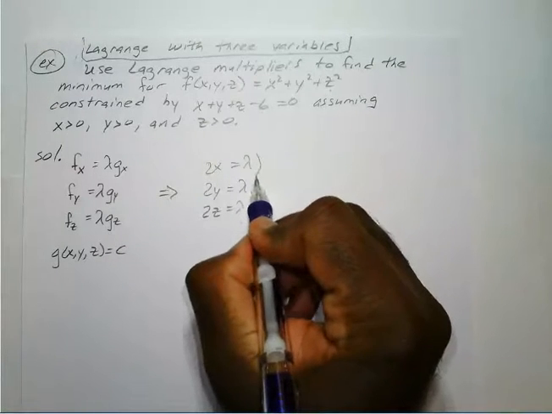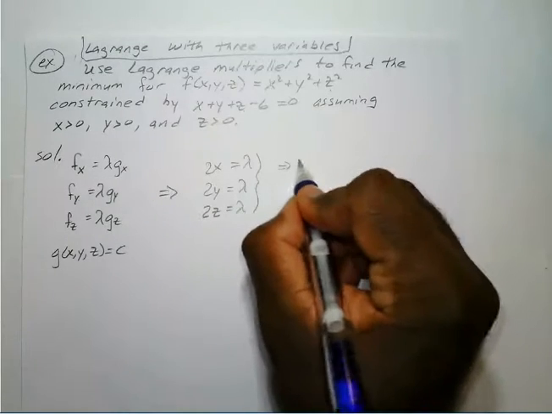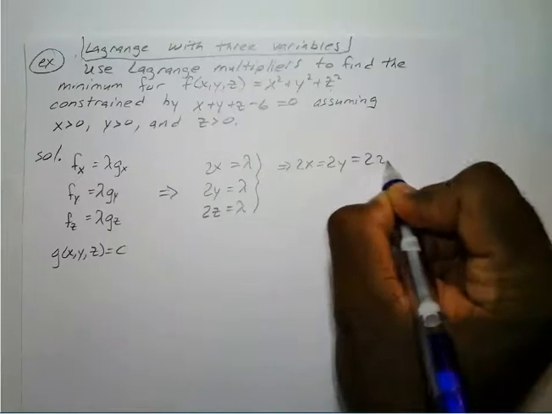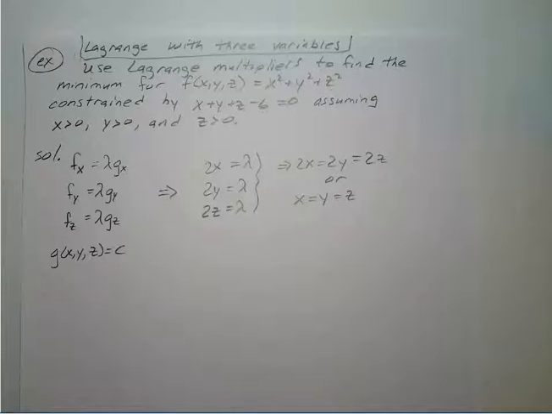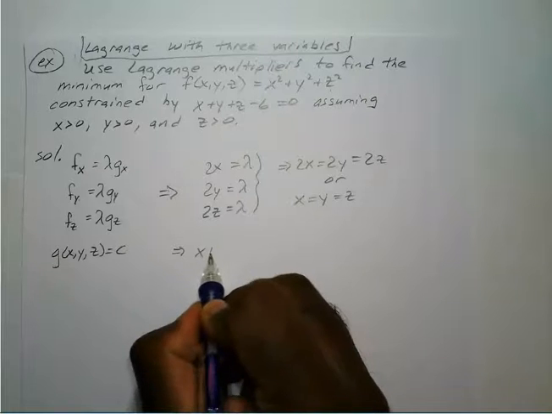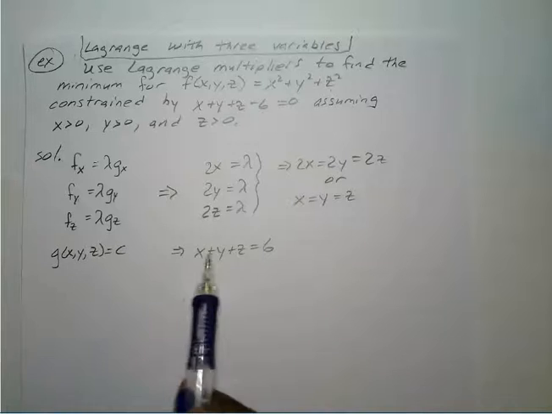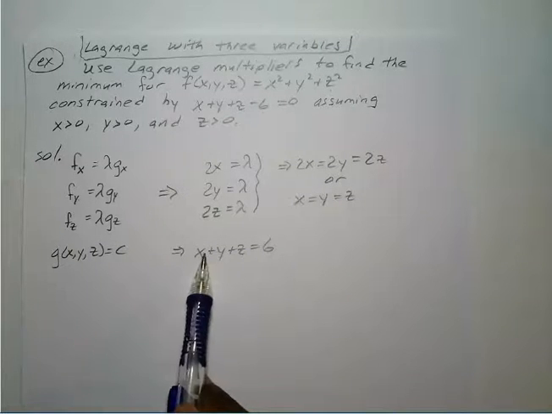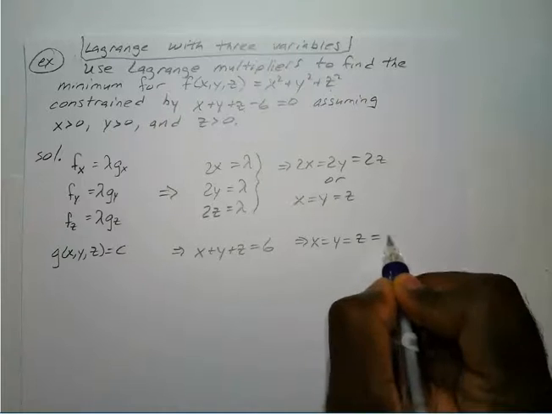Okay. Now if you look here, if you have lambda equals 2x, lambda equals 2y, and lambda equals 2z, that just means 2x equals 2y equals 2z, or x equals y equals z. So that makes things a whole lot easier. Why? Because if you look at your constraint, you have x plus y plus z equals 6. Now you don't have to do anything all that strange or strenuous. You see here, if x equals y equals z, then x, y, and z all would have to equal 2. So that means x equals y equals z, and they all equal 2.